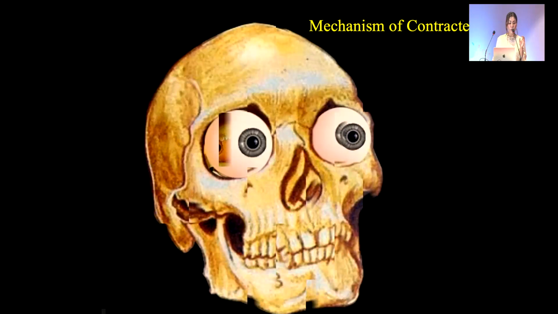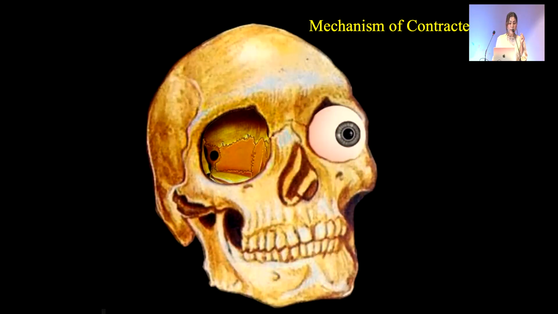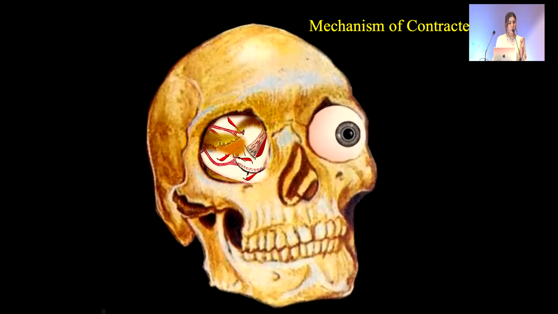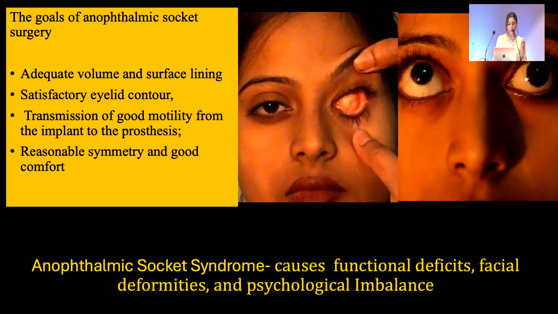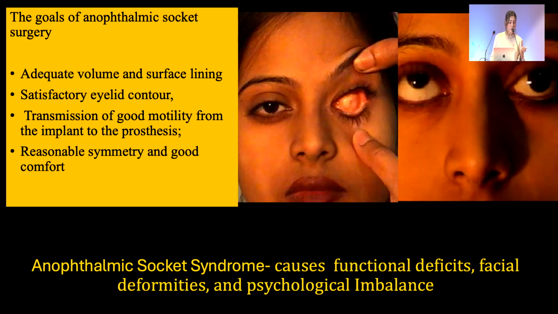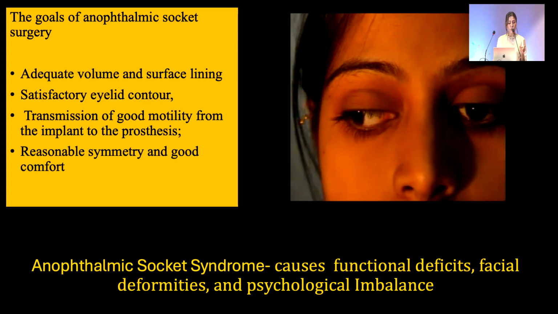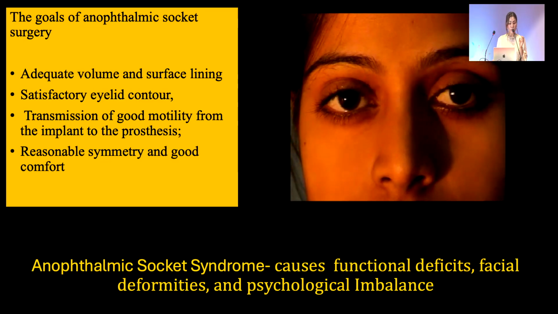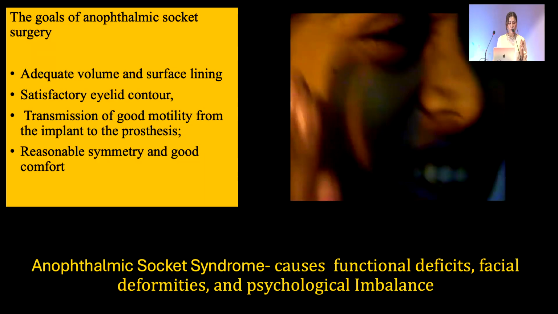During the surgery, we need to give an implant, because if we do not give an implant, there's every possibility that 20 to 50% contracture, not only of the soft tissue but also of the bone, can occur, because it's a growing child. And then what we see is a situation which we call the anophthalmic socket, and the contracted socket. So the goal of an anophthalmic socket is that we should have adequate volume, a good contour, good motility of the prosthesis, and reasonably good comfort.